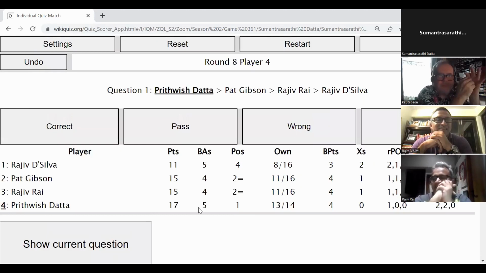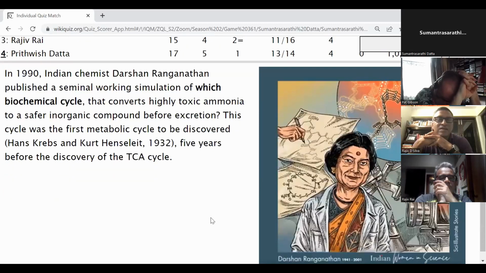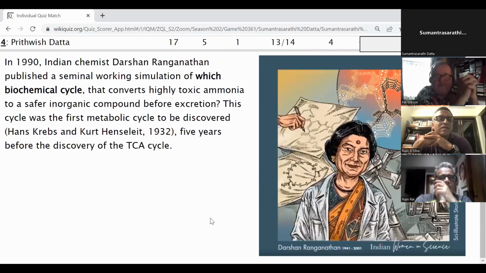And Prithwish, your last two directs. In 1990, Indian chemist Darshan Ranganathan published a seminal work in simulation of which biochemical cycle that converts highly toxic ammonia to a safer inorganic compound before excretion. This cycle was the first metabolic cycle to be discovered, by Hans Krebs and Kurt Henseleit in 1932, 5 years before the discovery of the TCA cycle.